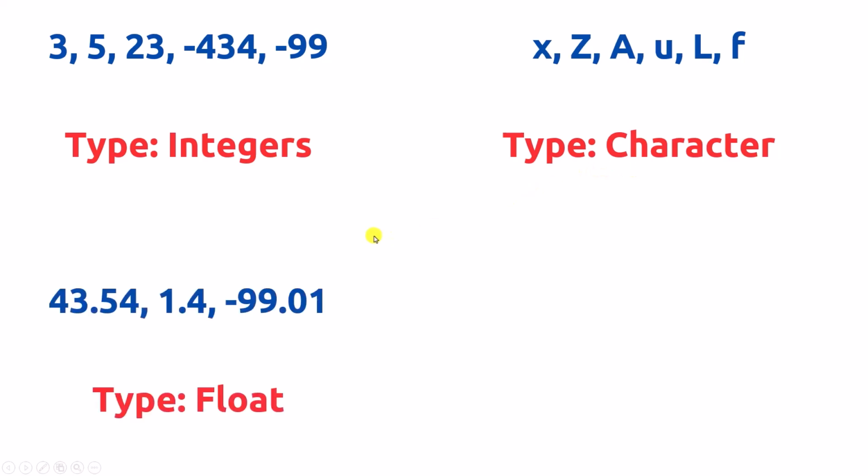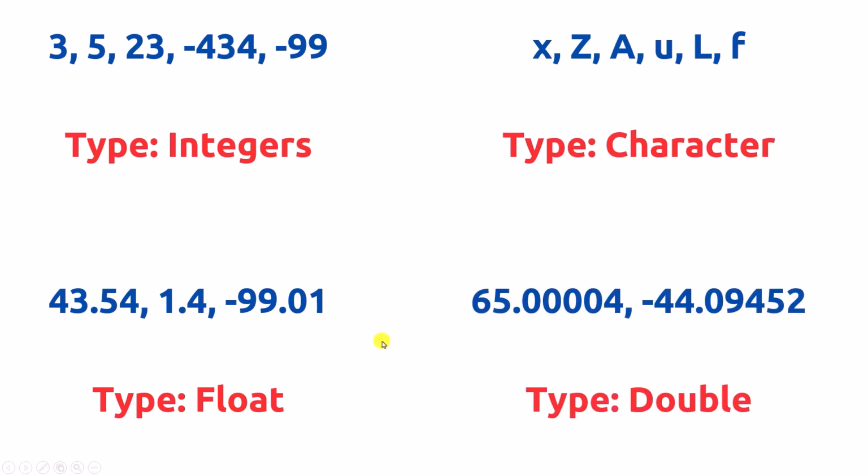Next we have float data type, which contains numbers with decimal values. So 43.54, 1.4, minus 99.01, 5.631, 9.853, and so on. Floating point numbers are basically numbers with decimal values. So here it is whole numbers without any decimal values. Here it is with decimal values.